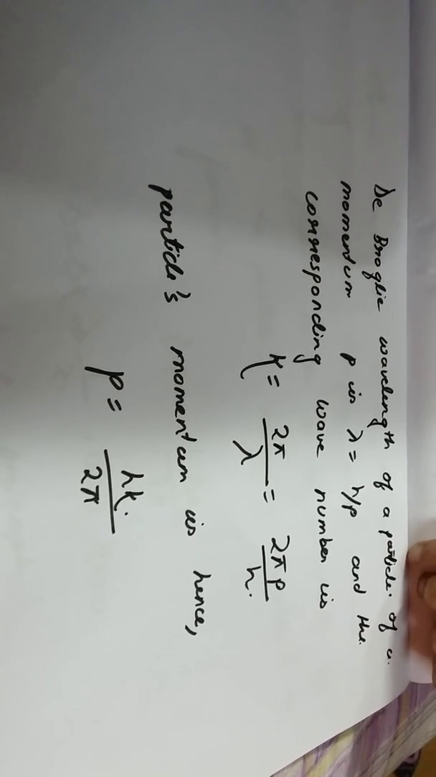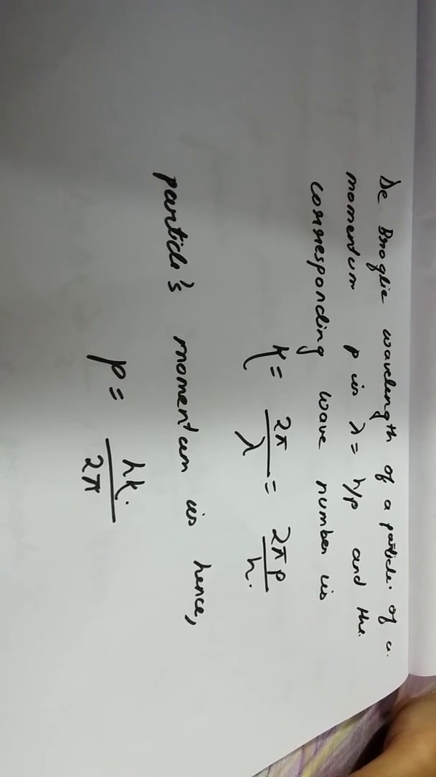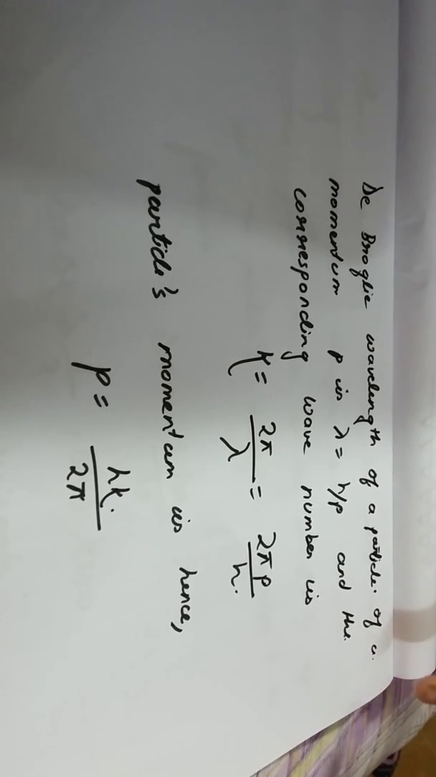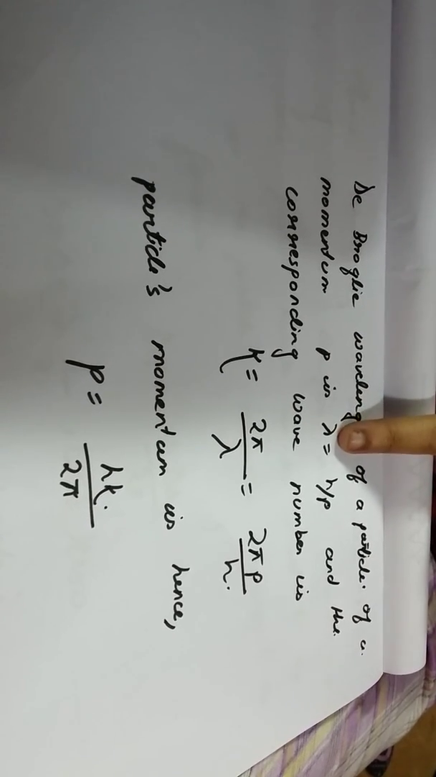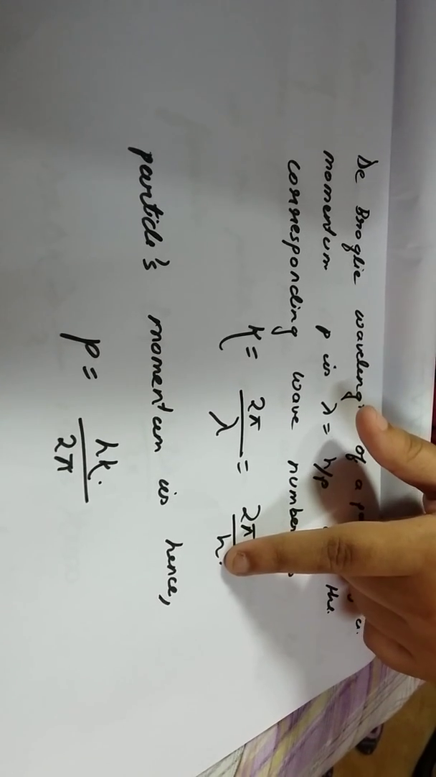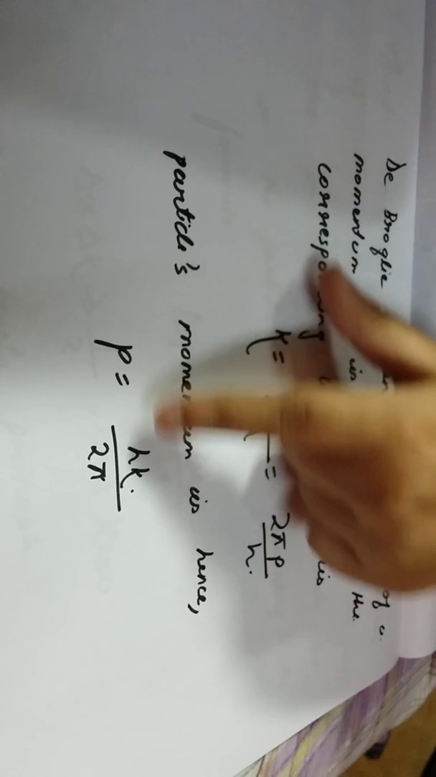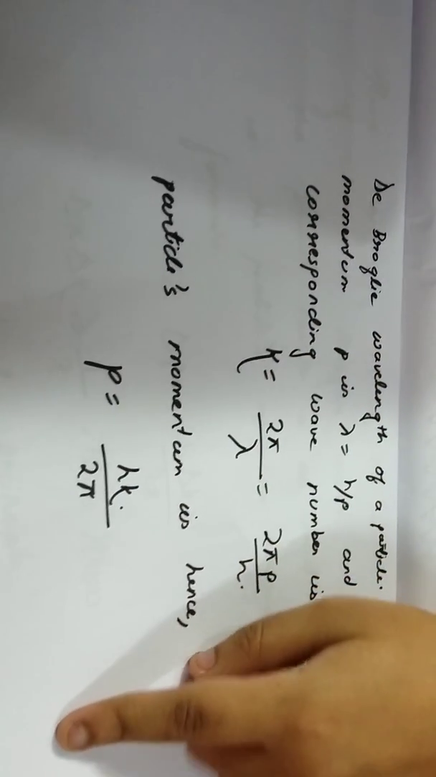Here I will be showing the derivation of Heisenberg's uncertainty principle. We know the de Broglie wavelength of a particle of momentum p is lambda equals h by p, and the corresponding wave number is k equals 2 pi by lambda equals 2 pi p by h. The particle's momentum is hence p equals h k by 2 pi.